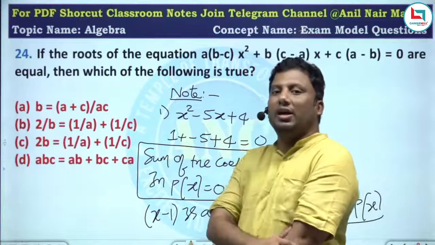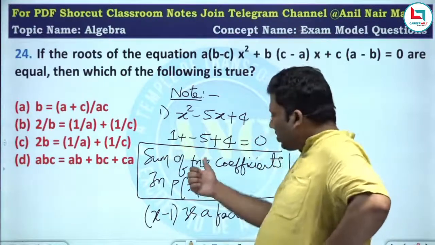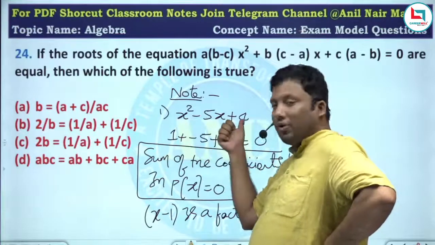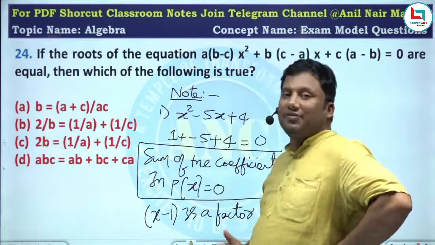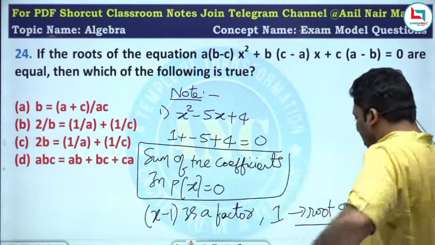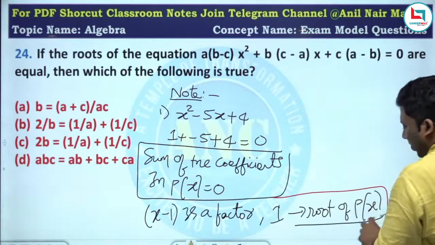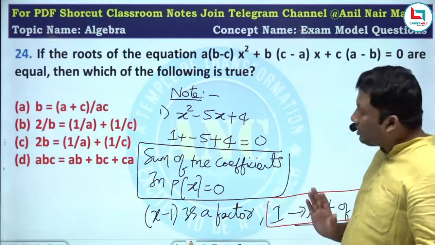x square minus 5x plus 4. Sum of the coefficients, 1 plus 4, 5, 5 minus 5, 0. If the sum of the coefficients is equivalent to 0, then x minus 1 is a factor, or 1 is a root of P of x. I hope the concept is clear.